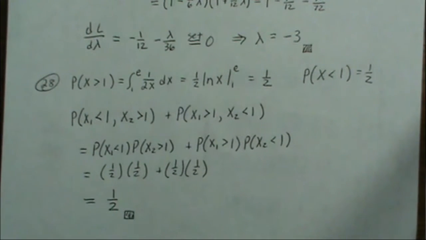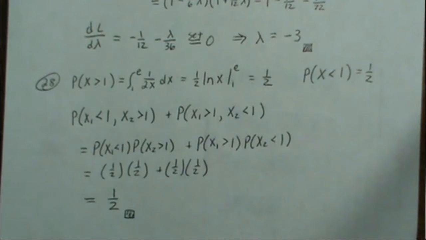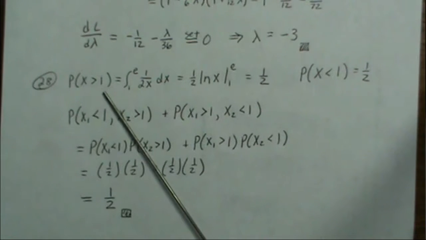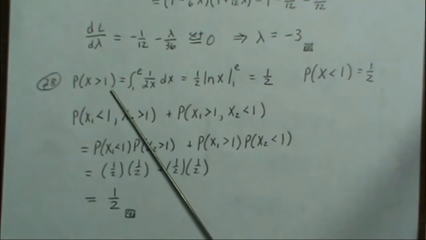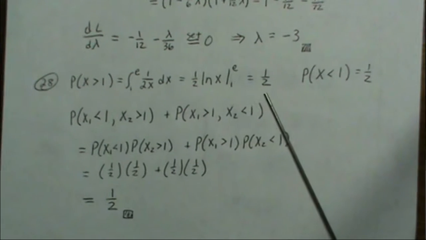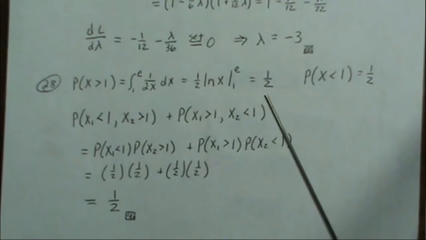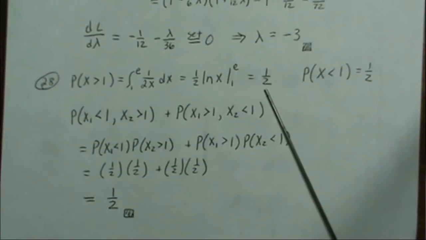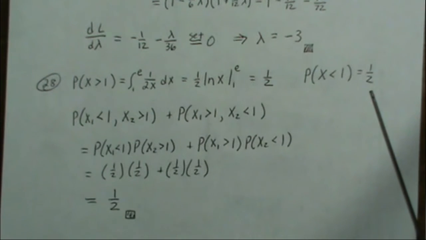So problem 28, we're given a random variable x defined with a certain density. So what is the probability that one of two independent observations of x is less than 1 and the other greater than 1? So the probability that x is greater than 1 is this. If the probability of being greater than 1 is 1/2, then the probability of being less than 1 is 1/2.